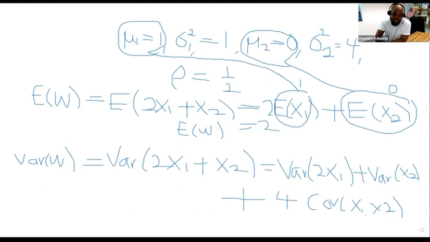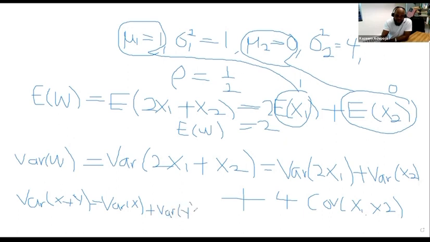If you can recall what you've done before in statistics, the variance of x plus y is the variance of x plus the variance of y plus 2 covariance xy. That is the reason. And of course, there's a 4 here because one of the variables has a weight of 2, so 2 times that 2. That was why you got that.